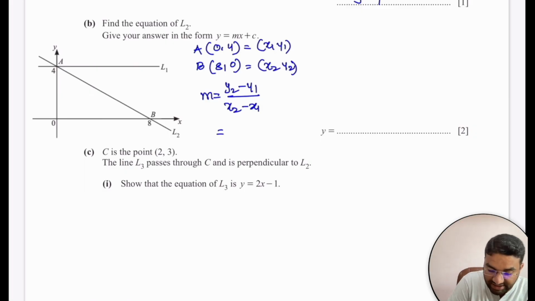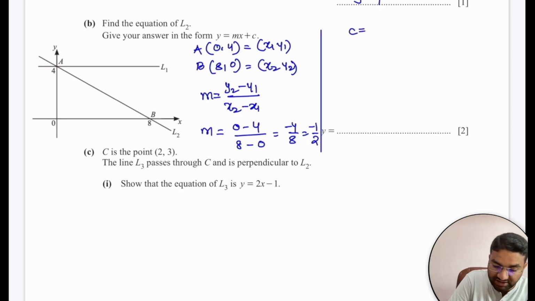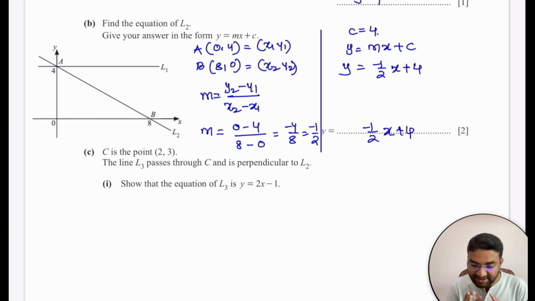So y2 here is 0 minus 4 upon 8 minus 0, which is nothing but negative 4 over 8, which is negative 1 upon 2. You got the gradient, right? You have to use this gradient, and the y-intercept c is equal to 4. Put it in y is equal to mx plus c, which is y equals negative 1 upon 2 x plus 4. That's the equation of the line, right? That's what you have to write here. This is a 2 mark question.